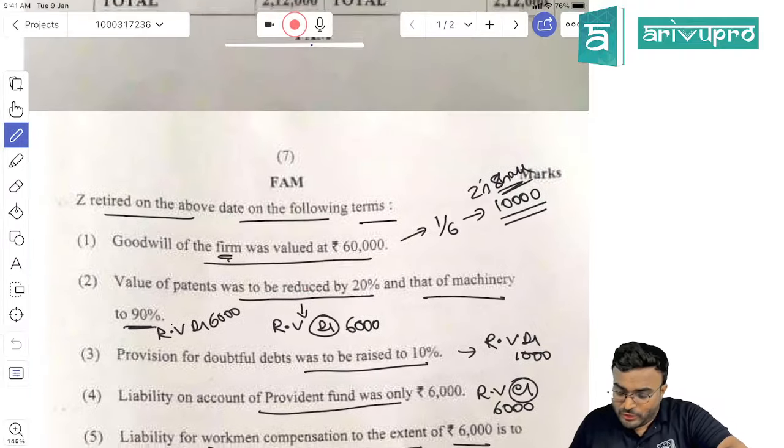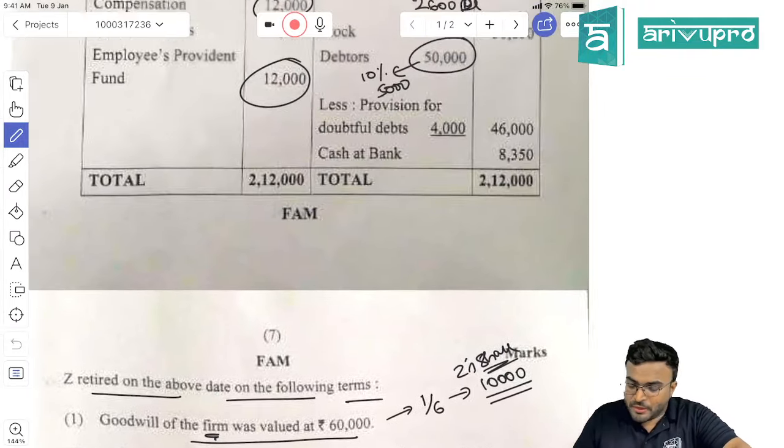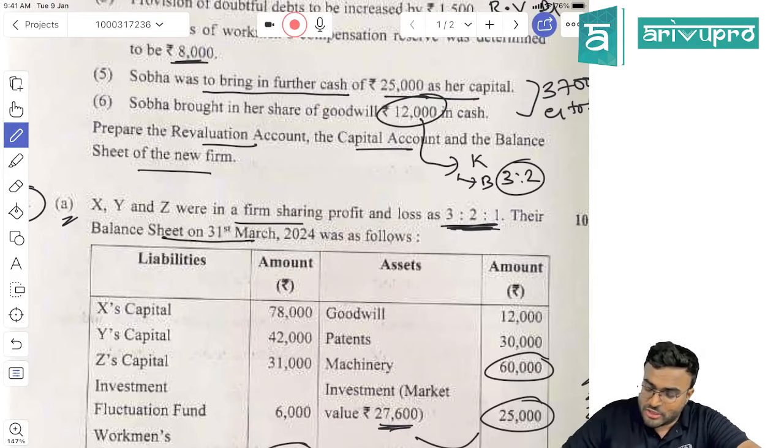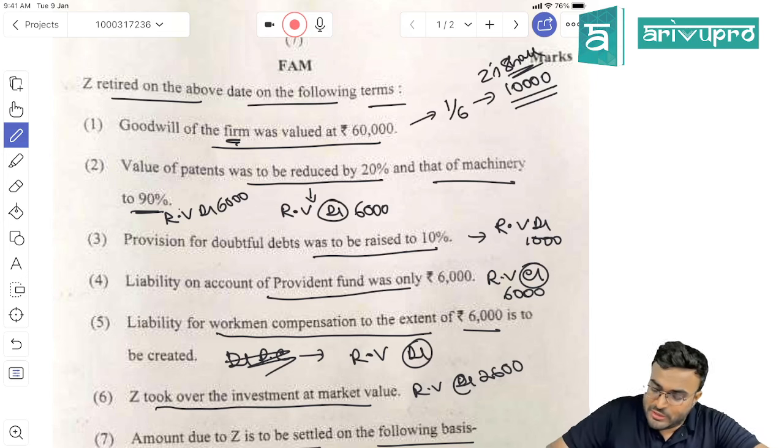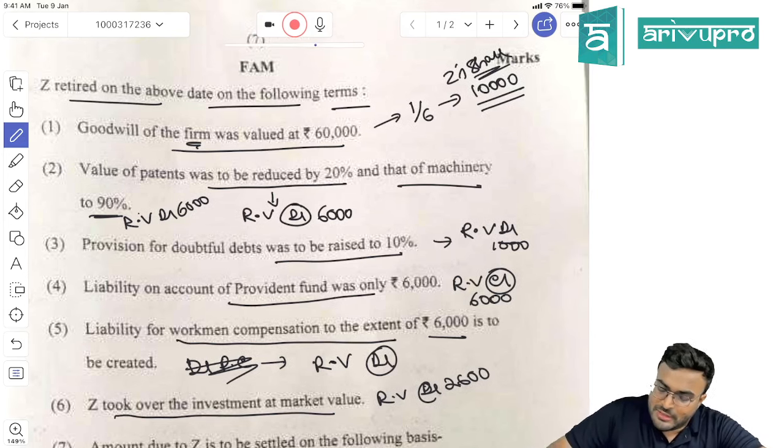For treatment of goodwill, 10,000 is the goodwill. What is the sacrificing ratio? Z is gone, so 3:2. So what will you do? 3 by 5 into 10,000. So 6,000 and 4,000. You'll pass the entry.